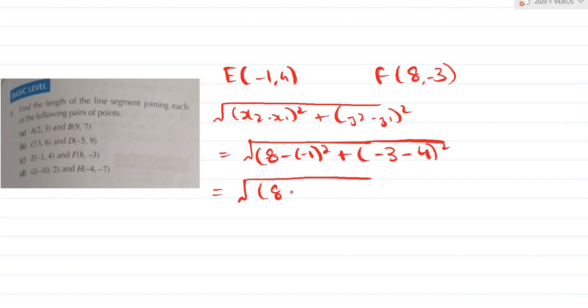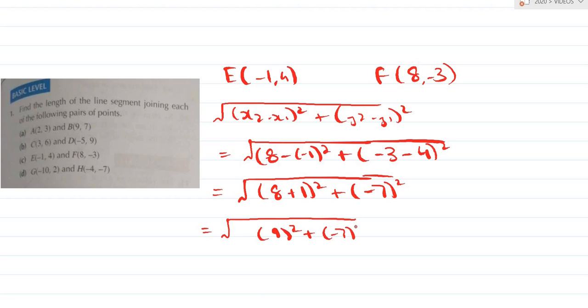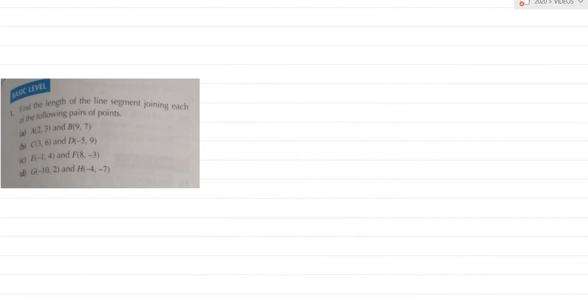Now 8 minus minus is plus, therefore 8 plus 1 whole square plus minus 3 minus 4 is minus 7 whole square. Now this would be equal to 9 whole square plus minus 7 whole square. Now this is equal to under root 130, and under root 130 is equal to 11.4 units, and this will be your answer. Let's move on to part D. In part D, the coordinates are G, minus 10, 2, and H, minus 4, minus 7.